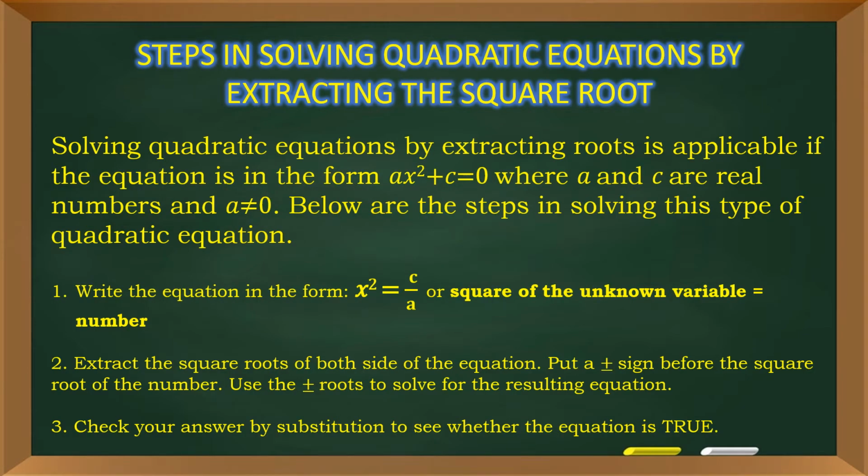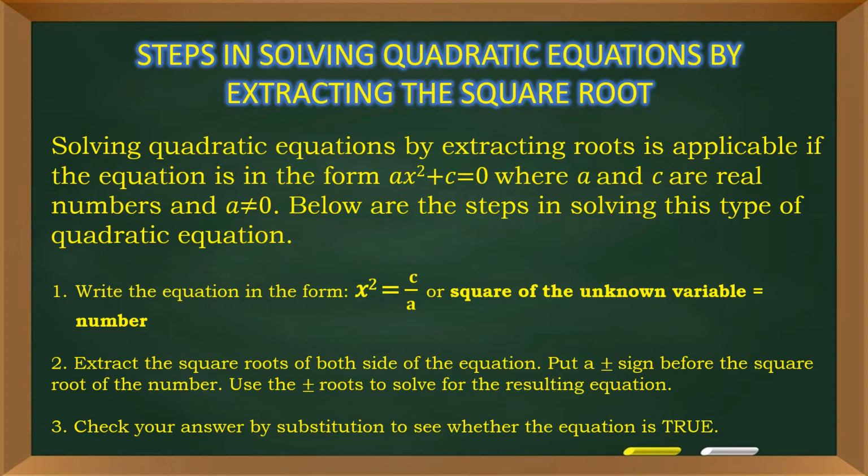So here are the steps in solving quadratic equations by extracting the square root. Number 1, write the equation in the form x squared is equal to c over a, or square of the unknown variable is equal to number. Dapat ganyan yung form niya. Number 2, extract the square roots of both sides of the equation. Put a plus or minus sign before the square root of the number. Use the plus or minus roots to solve for the resulting equation.